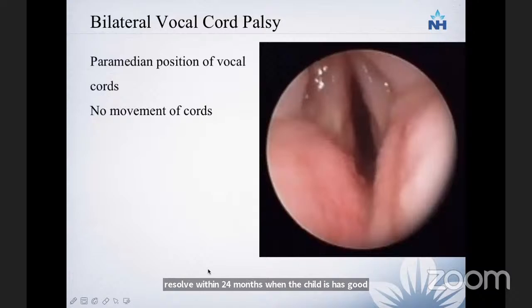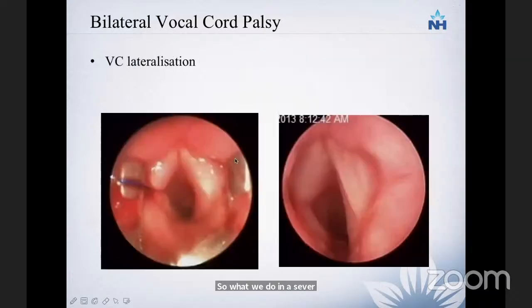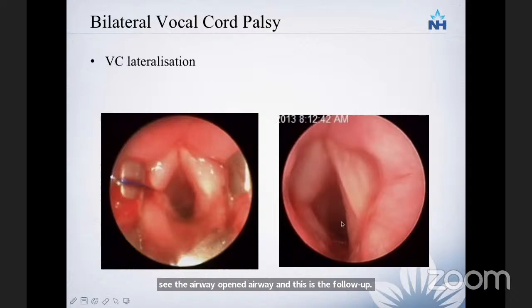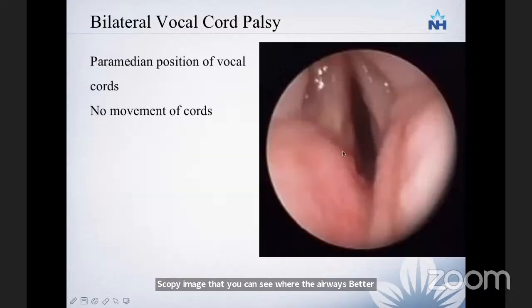So what we see on a bronchoscopy in bilateral vocal cord palsy, the vocal cords are in paramedian position that causes the obstruction. There is no movement of the vocal cord. So what we do in severe cases of bilateral vocal cord palsy, the surgery is called vocal cord lateralization. We open up on either side, right or left. We lateralize the vocal cord, and now you can see the open airway, and this is the follow-up scopy image where the airway is better than what it was before.